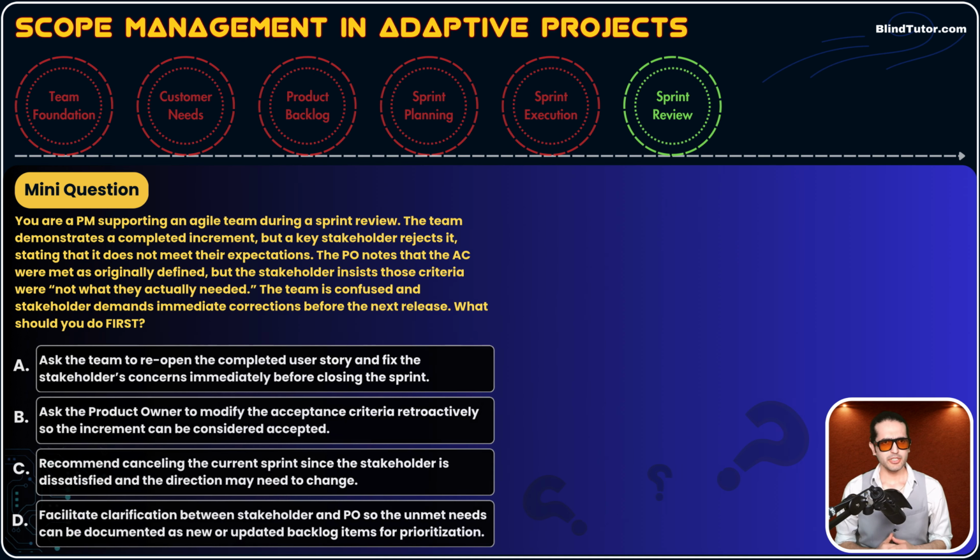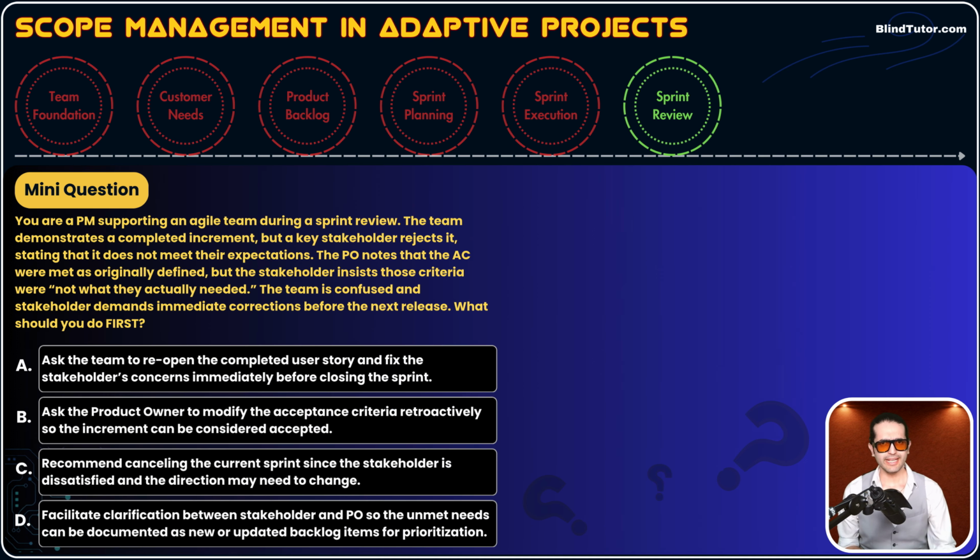All right, let's get this mini question done. You are a project manager supporting an agile team during a sprint review. The team demonstrates a completed increment, but a key stakeholder rejects it, stating that it does not meet their expectations. The PO notes that the AC, acceptance criteria, were met as originally defined, but the stakeholder insists those criteria were not what they actually needed. The team is confused and the stakeholder demands immediate corrections before the next release. What should you do first?